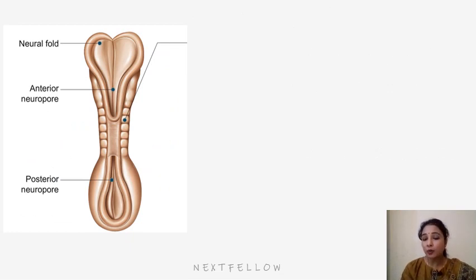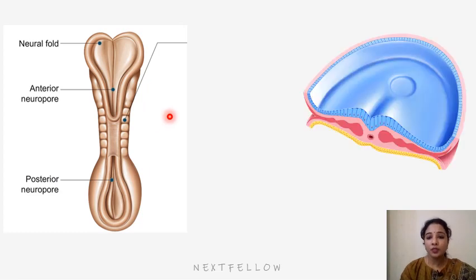Let us discuss paraxial mesoderm. Paraxial mesoderm, which is the mesoderm lateral to the neural tube, condenses to form the paraxial mesoderm, and it undergoes segmentation to form somites. And the lateral most are the intermediate and the lateral plate. So intermediate mesoderm, this is the paraxial mesoderm here. This one is the paraxial mesoderm.